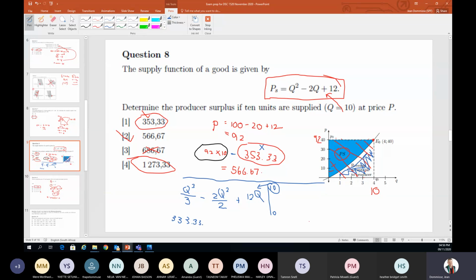333.33 minus 10 times, okay, let's just do that. So 10 times 10 is 100. And on this side, plus 120, because 10 times 12 is 120. So if I basically look at that, it would have been 333.33 plus 20, which would have given you that. Okay. Does that make a bit more sense?